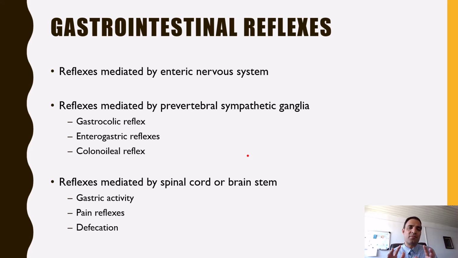As a reminder, I am talking about the regulatory mechanisms that are involved in the regulation of the GI system. And I told you one branch of this regulatory mechanism is the nervous system, and that nervous system is composed of two parts. One is the enteric nervous system and another is the autonomic nervous system. By function of these two networks, the GI system is able to generate different types of reflexes.